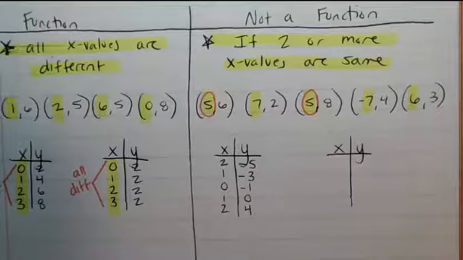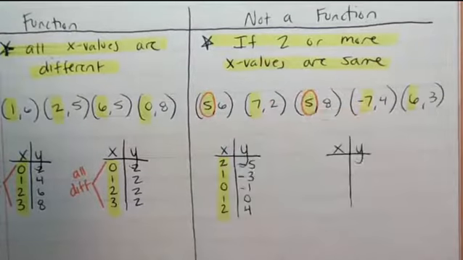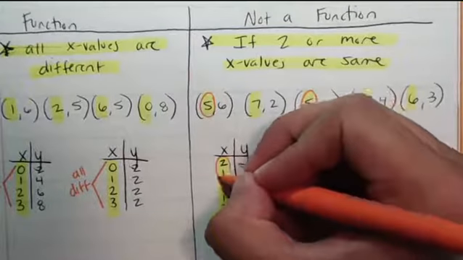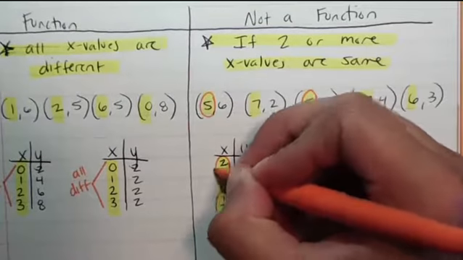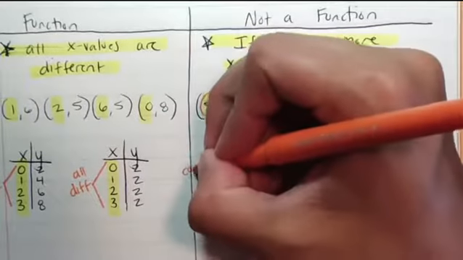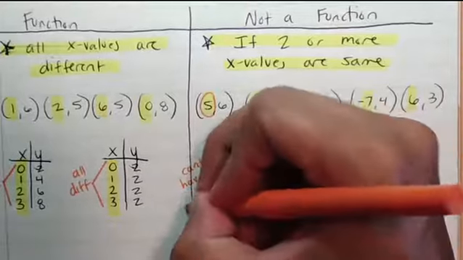So again, what x values here make this not a function? Okay, you should have said, again, I'm looking at all the x values, and I'm looking for any duplicates. So the 2 and the 1 are actually doubled, so both of those values make this not a function because I cannot have 2 of the same number.